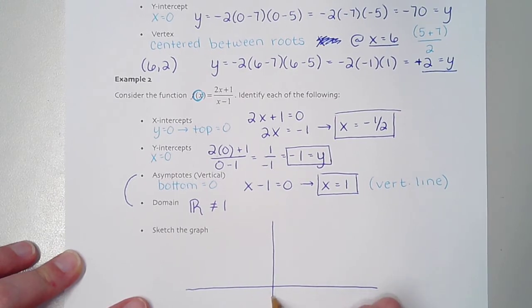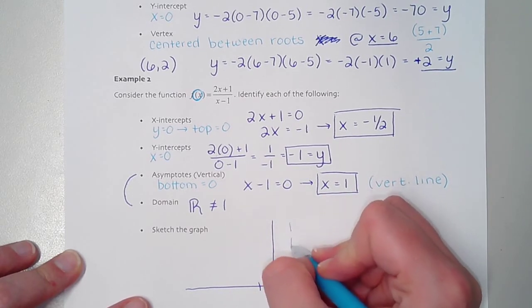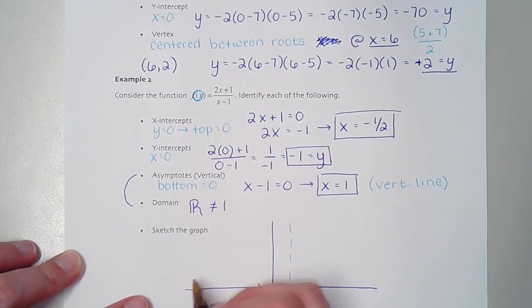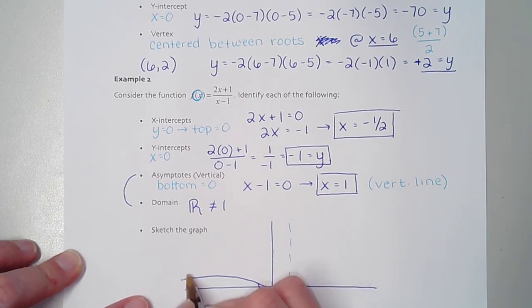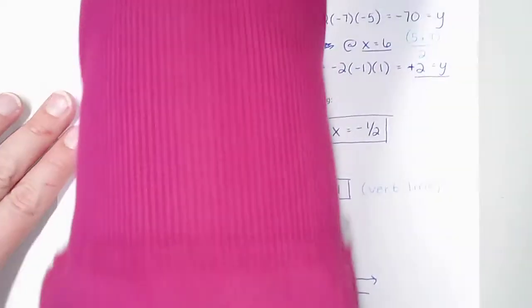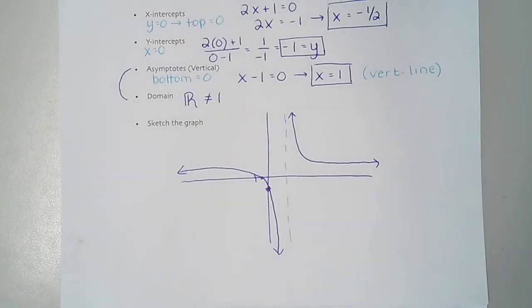But we have a y-intercept at negative 1. We have an x-intercept at negative 1/2. And then we have a vertical asymptote at x equals 1. So this function looks kind of like a hyperbola. It looks like this, and goes down forever. And then it goes like this to the side forever. Oops, sorry, you can't see that bottom. So that's what it should look like when you look at it on a graph in Desmos.